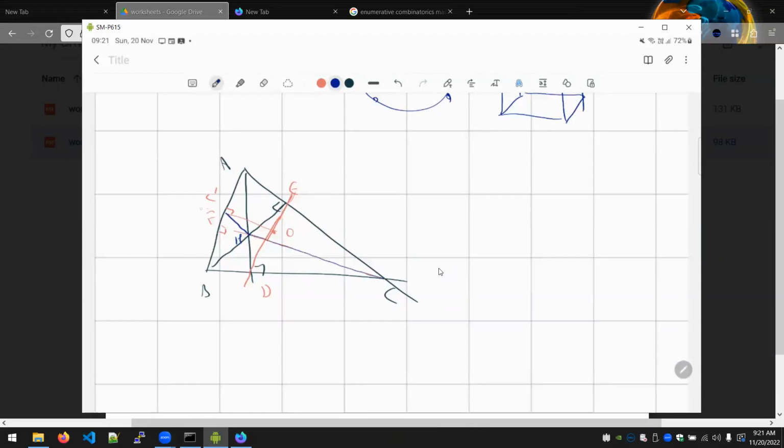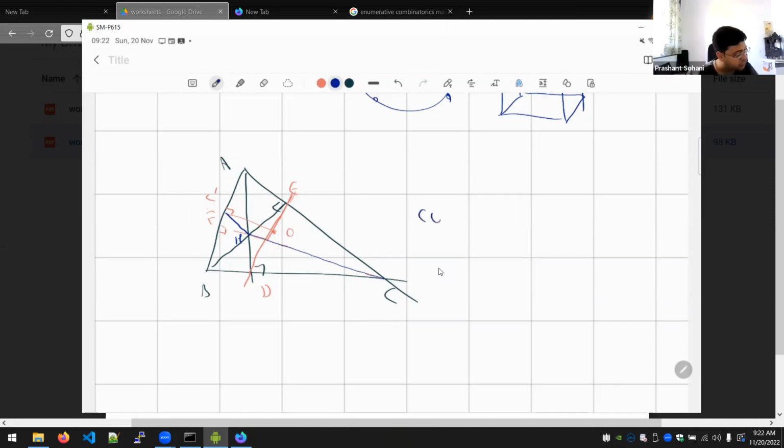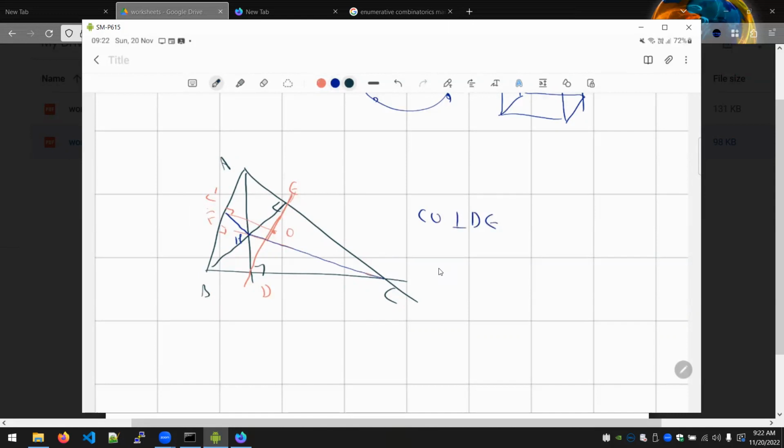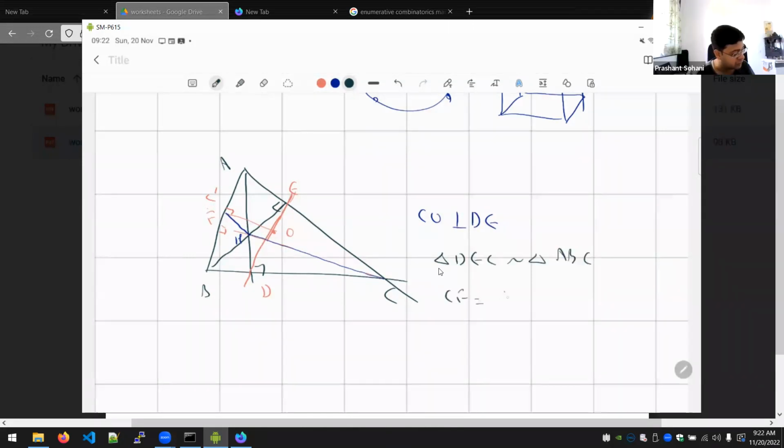So, sir, we note that CO is perpendicular to DE, correct? And so CO is the altitude of triangle DEC, which is similar to the original triangle. And CF is 6.25 because the area is 75/4. CF is 6.25, correct.